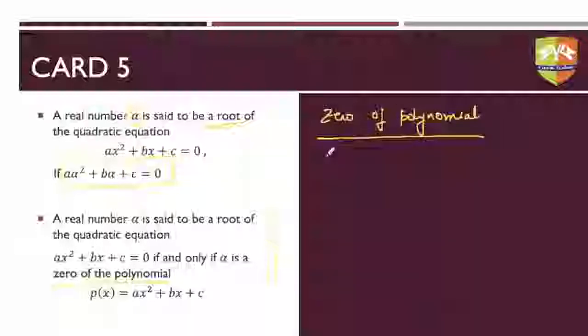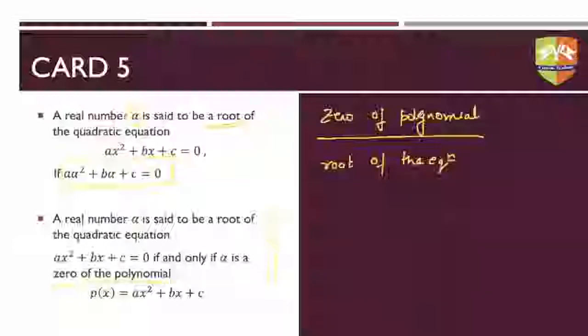A real number alpha is said to be a root of the quadratic equation if and only if alpha is a zero of the polynomial. So we are trying to relate two things. Let's say we studied the zero of a polynomial. What is the zero of a polynomial? That particular value of the variable which makes the polynomial 0. So the zero of a polynomial becomes nothing but the root of the equation. Which equation?